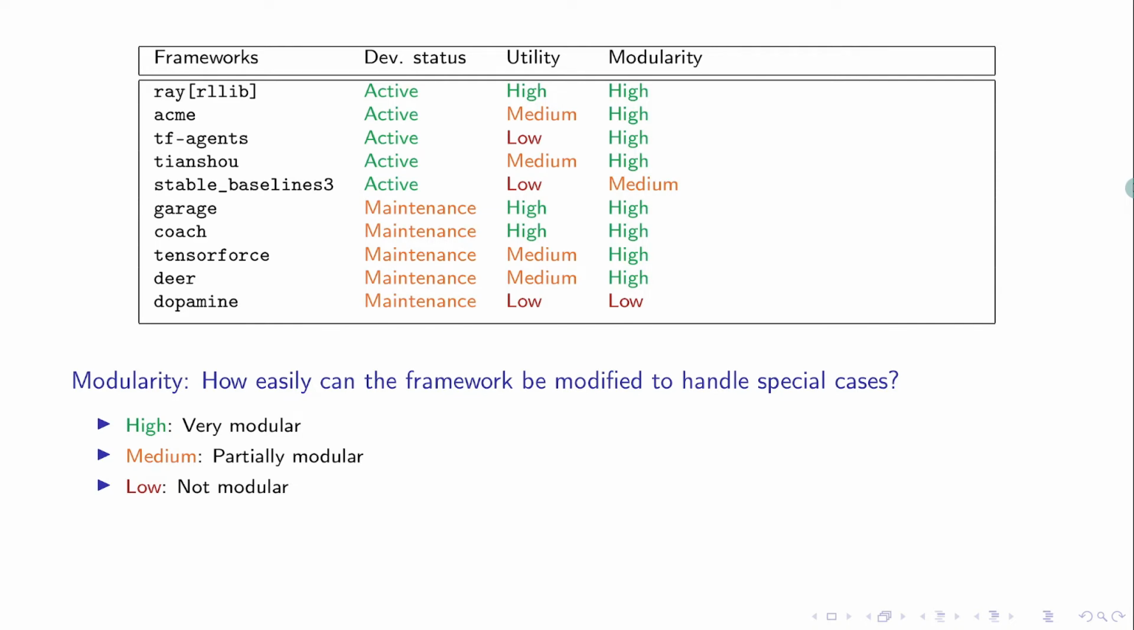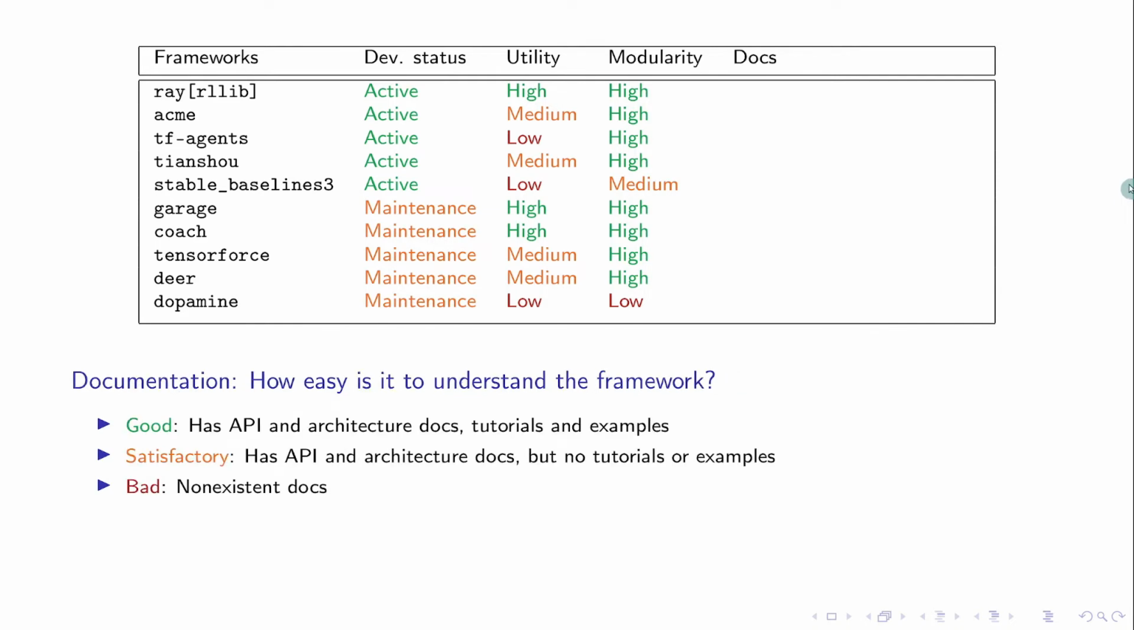Now, every developer knows the importance of good documentation. Therefore, the fourth metric is unsurprisingly documentation quality. If a framework had all the necessary pieces in place, meaning API and architecture docs, tutorials, and examples, I rated the documentation quality as good. If tutorials and examples were missing, then I rated it as satisfactory, and so on. Once again, the good news is that most of the frameworks are well documented, except for one of them.